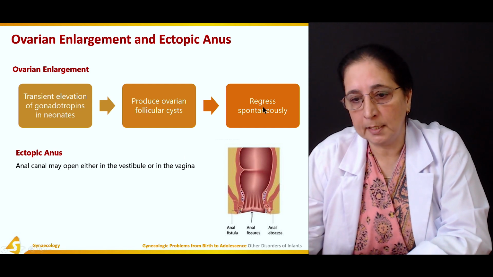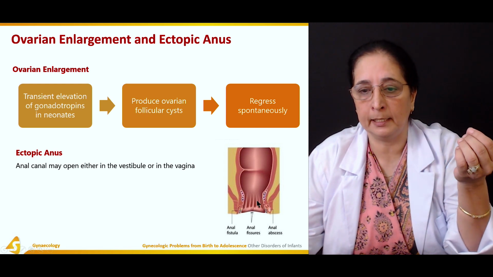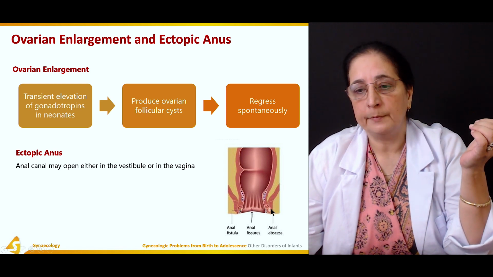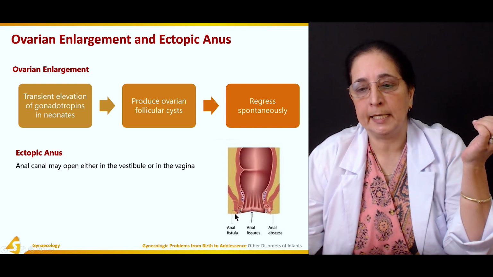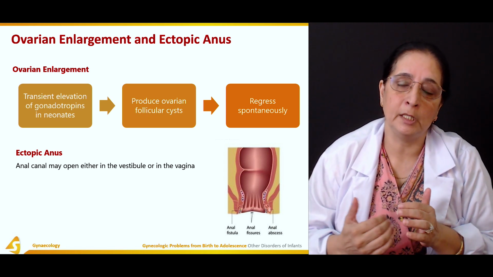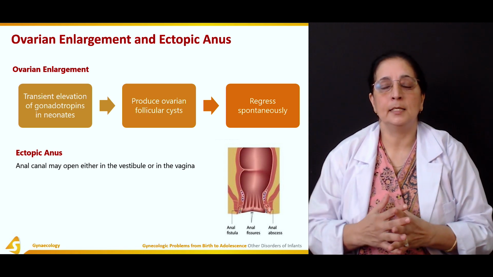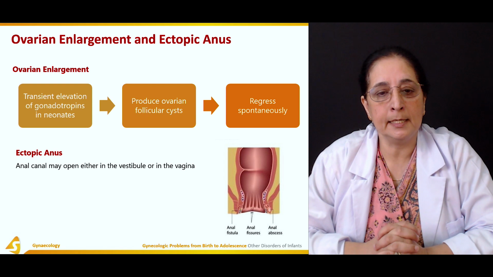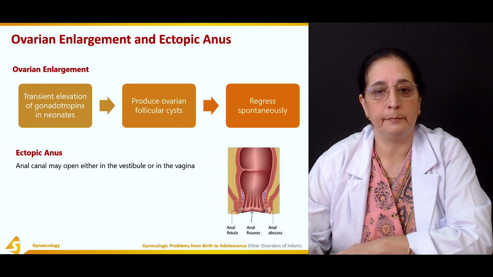In this diagram, you can see fistula and fissures. Fissures are the lacerations and cracks in the anus. It is a very painful condition. Sometimes there is formation of an abscess in the anus also, and this is an anal fistula, when there is a connection between two organs, like between the anus and the vagina, and there is fecal discharge coming out of the vagina. So in ectopic anus, the anal canal may open in the vagina or in the vestibule.